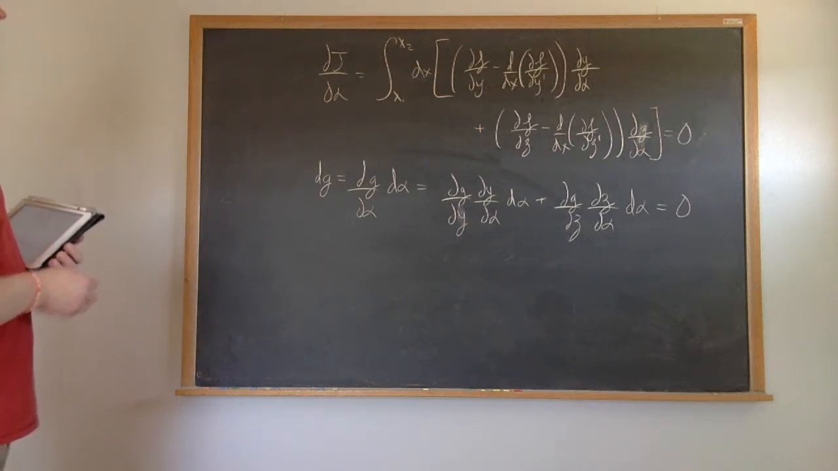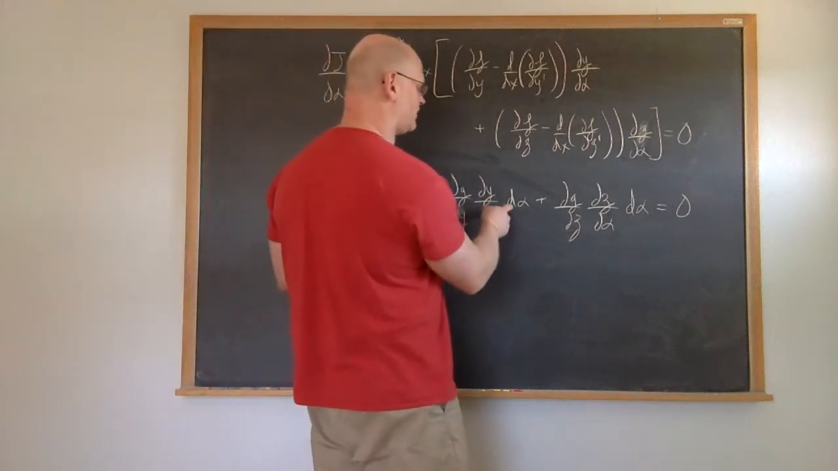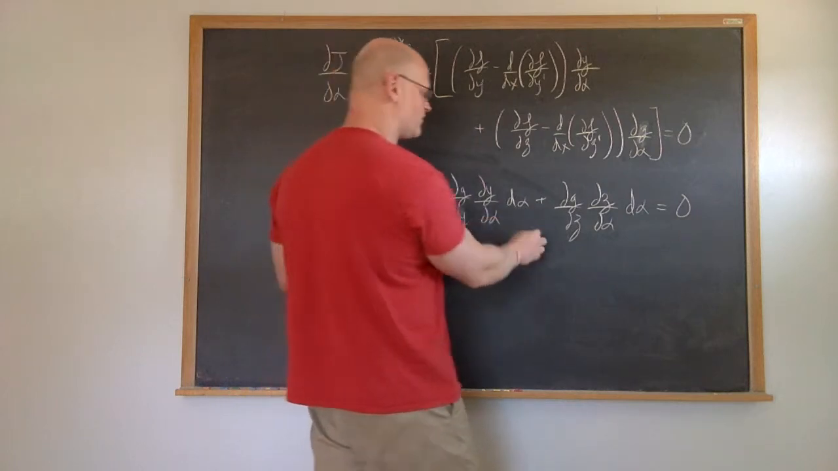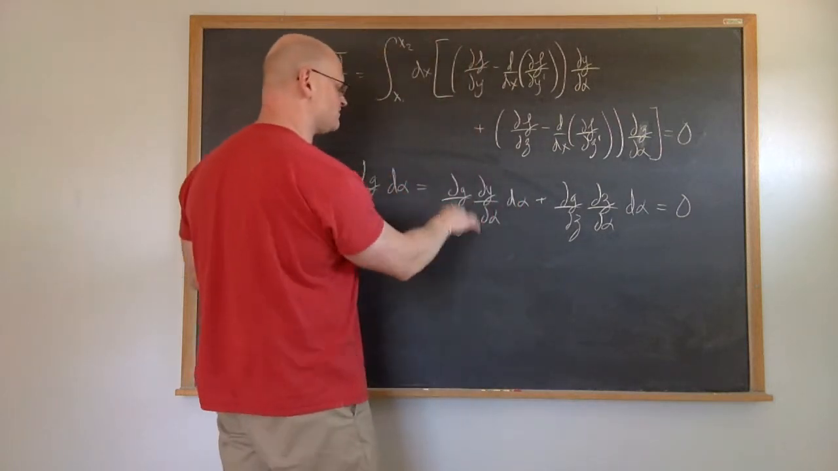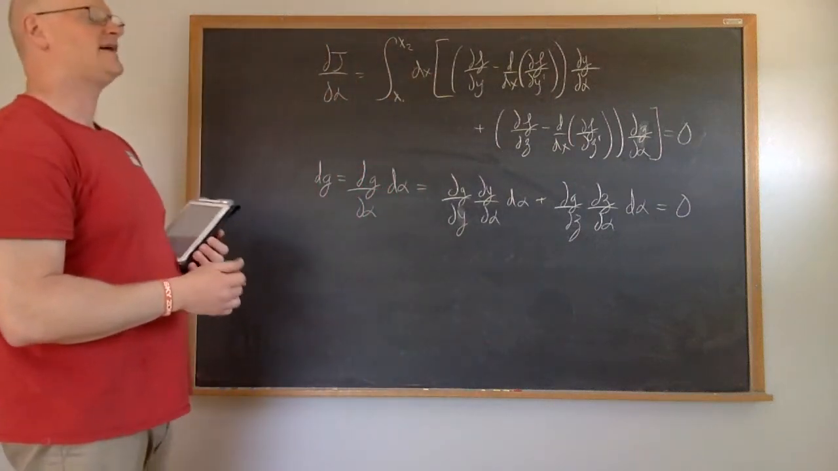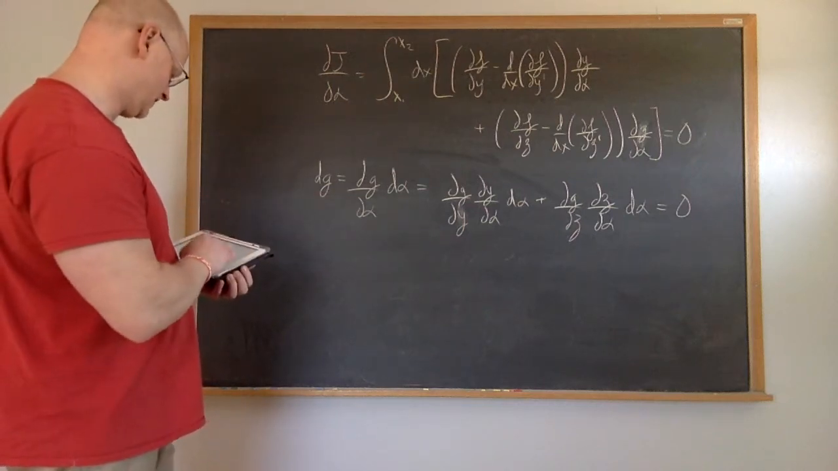Now, technically g also depends on x, but the variation of x with alpha is simply equal to 0. So even though there is technically another term here, the partial of g with respect to x times the partial of x with respect to alpha, x is independent of alpha, so x does not change. So in that case, that whole term is simply equal to 0.